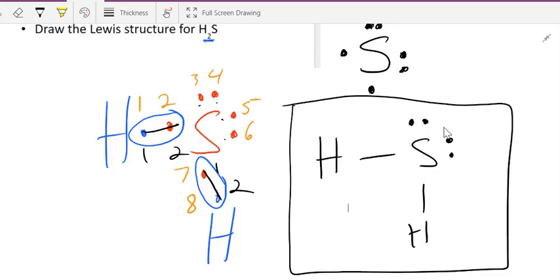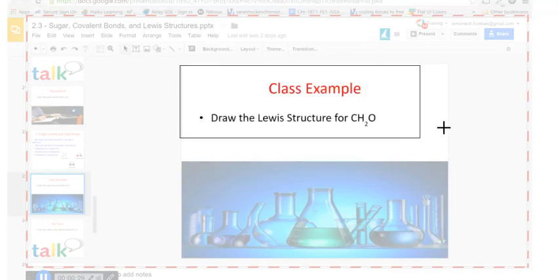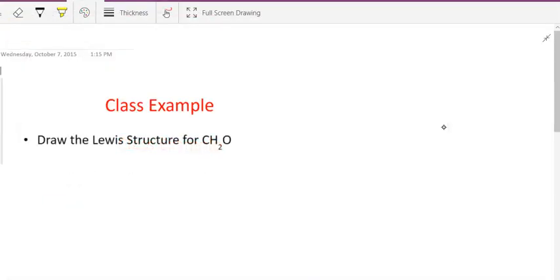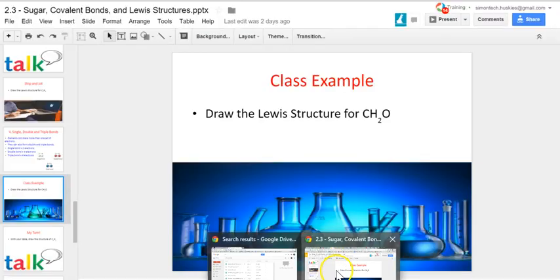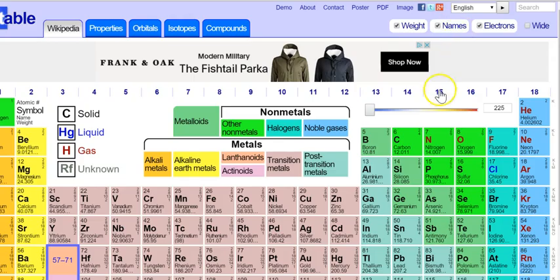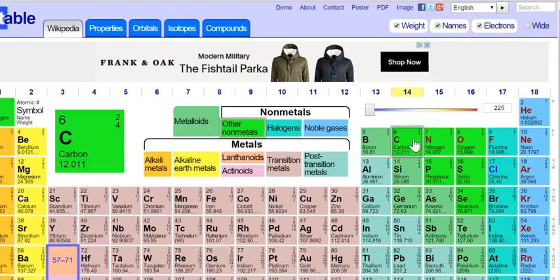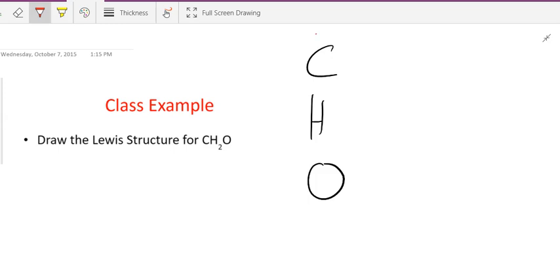I would use the same idea as I used for the last one, except this time I make sure to list all of the elements out. So the first one is carbon, hydrogen, and oxygen. How many electrons does carbon have? Let's look at the periodic table right here, Antonio. I see carbon. How many valence electrons does carbon have? 4, exactly. So I draw 4 around carbon.